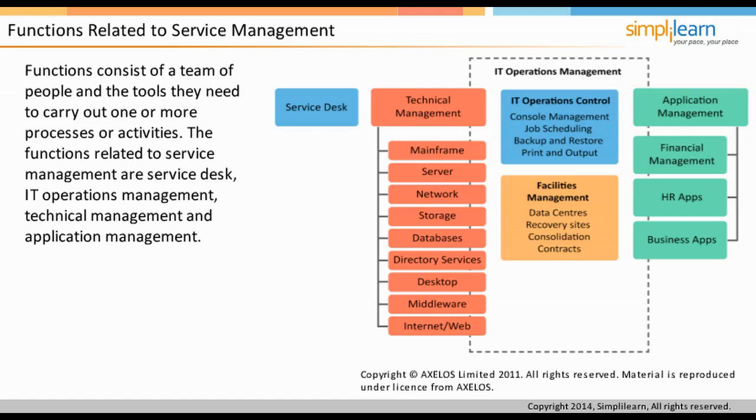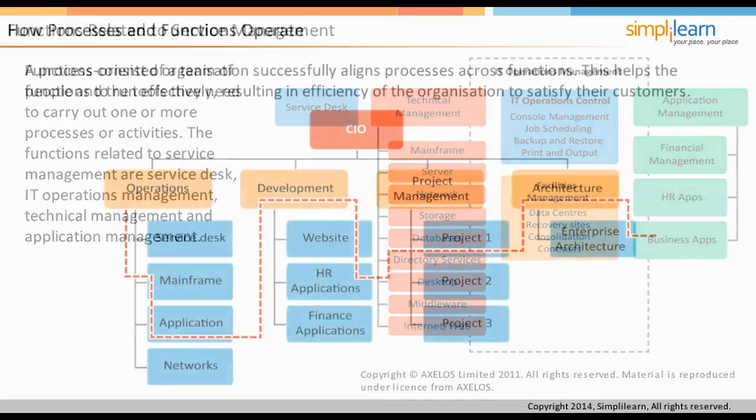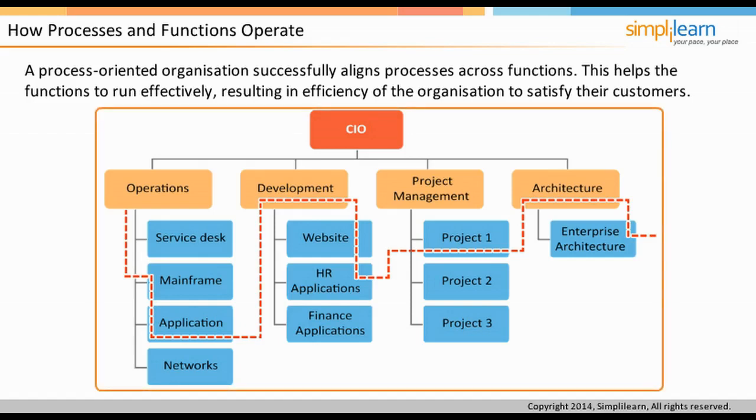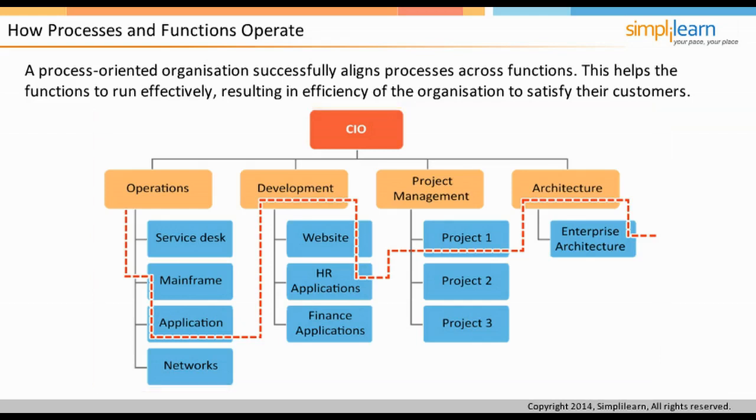In the next screen, we will discuss how processes and functions operate. A process-oriented organization successfully aligns processes across functions. This allows the functions to maintain their effectiveness, while the efficiency of the organization improves with the result of increased customer satisfaction. In the image shown on the screen, the various functions like operations, development, etc., and their subfunctions follow a single process that is indicated by a dotted line. While the functions concentrate on managing resources, the process focuses on service delivery. One of the techniques used to map the functions and departments to processes is the RACI model. Next, we will focus on the roles in service management.